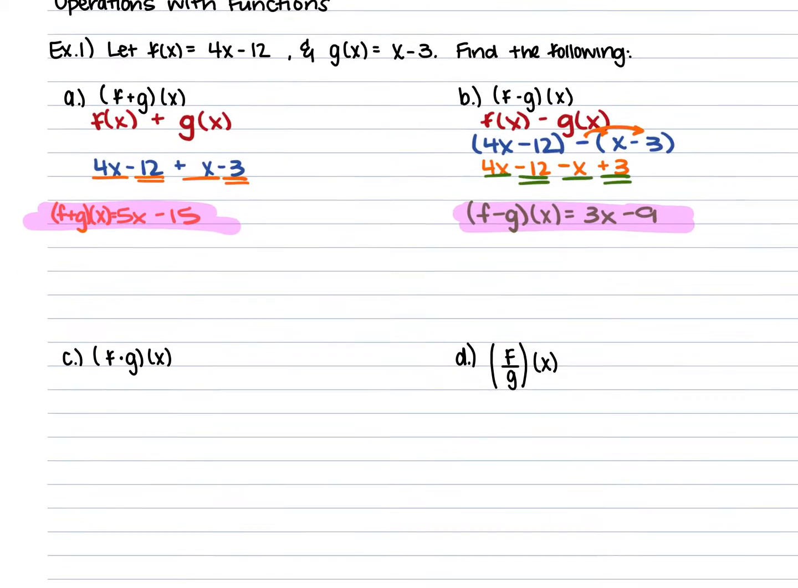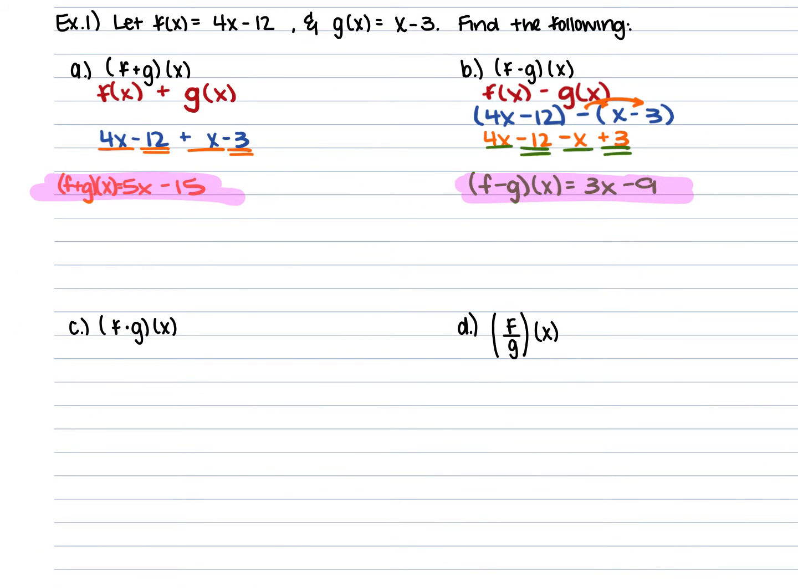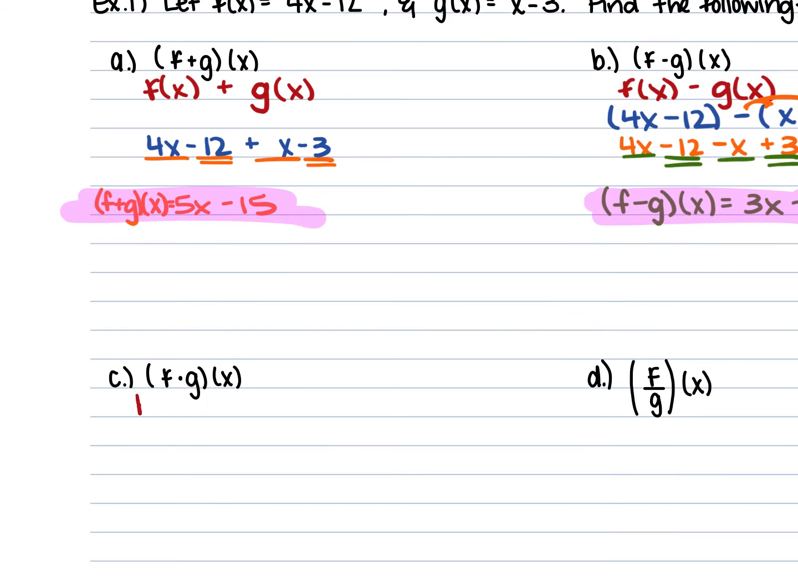For example C, we're going to be doing f times g of x. So again, we're just doing f of x times g of x. We said that f of x is that 4x minus 12. G of x is the x minus 3. So we just FOIL these out and multiply them.